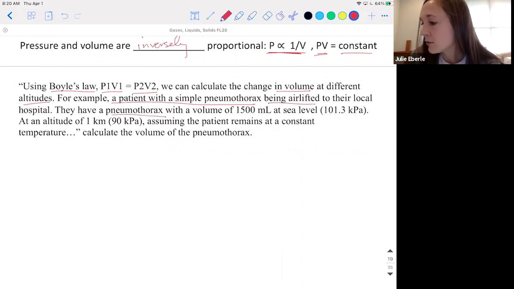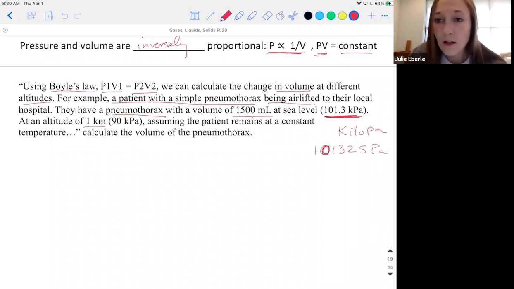They have a collapsed lung, a pneumothorax, with a volume of 1,500 milliliters at sea level. Which we know at sea level, it's 1 atm or 101.3, it should be 101.325 kilopascals. Again, you don't have to worry about this. We could just say 101.325 kilopascals, same as 101.3 kilopascals. Okay, so at altitude, let's say the helicopter reaches a kilometer above sea level. At an altitude of 1 kilometer, the pressure is 90 kilopascals.